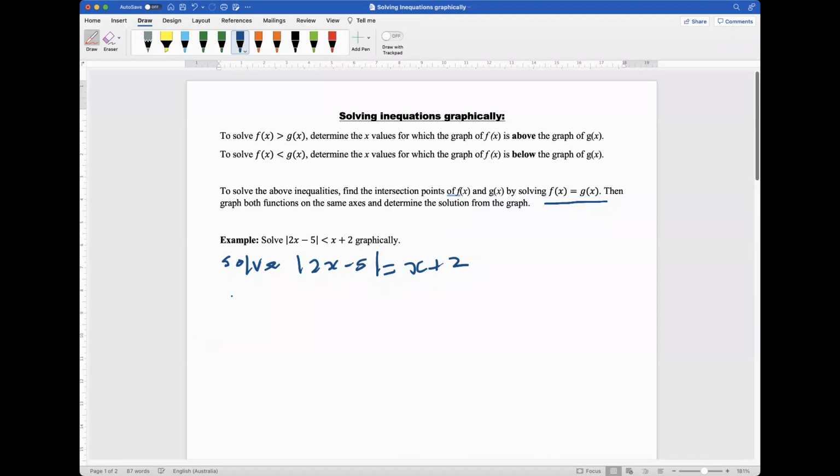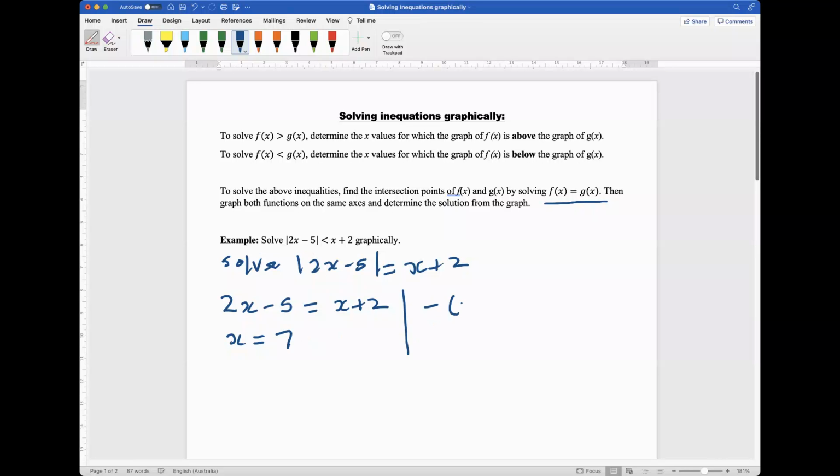So first of all, we're going to look at the plus case. So 2x minus 5 is equal to x plus 2. That's going to give you x is equal to 7. Okay, and then we're also going to look at the minus case.